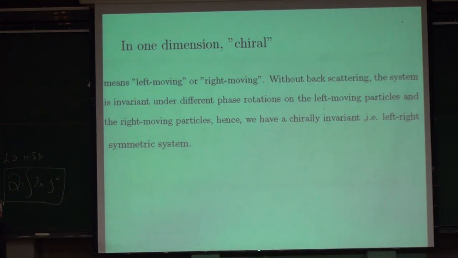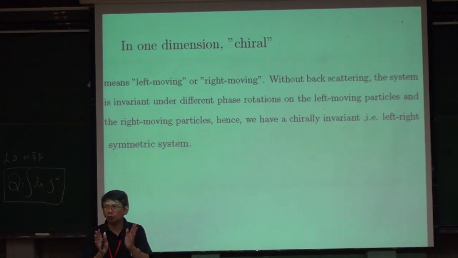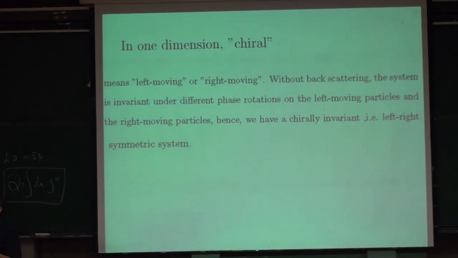But if you do not have backscattering, then presumably the theory is chirally invariant and left-right symmetric. And remember, this left-right symmetry presumably is still good even if you introduce electromagnetic interaction. I emphasize this. If the theory is free without interactions, then the theory is certainly left-right symmetric. But even if you have electromagnetic interaction, because the electromagnetic interaction will not change the chirality or the handedness, the theory remains left-right symmetric.